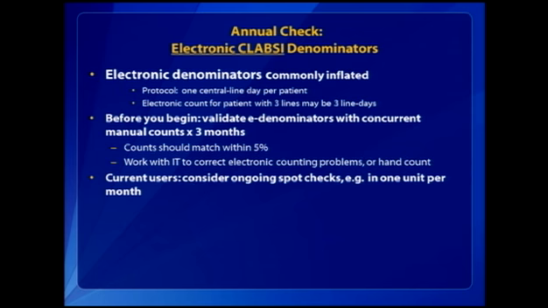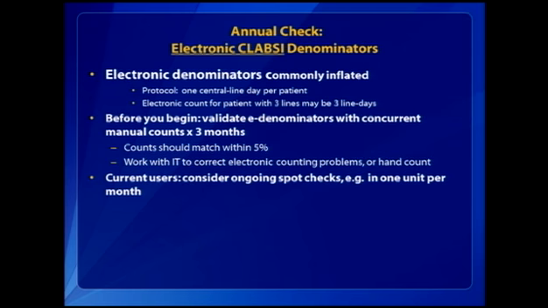So before you begin using electronic CLABSI denominator uploads, you may need to work with information technology and tweak the way that the electronic uploads are done. The counts need to match within 5% for 3 months to comply with the NHSN protocol, or to correspond within 5% of hand counts, manual counts. And if you're a current user of electronic uploads, I would still encourage you to do spot checks from time to time, especially if you're doing this in a widespread manner.